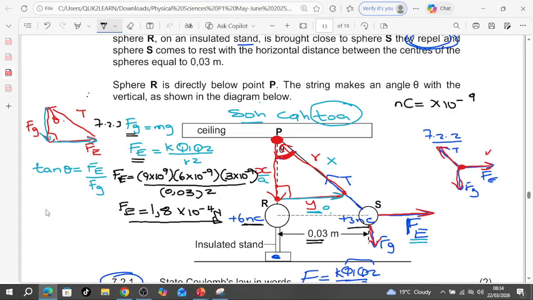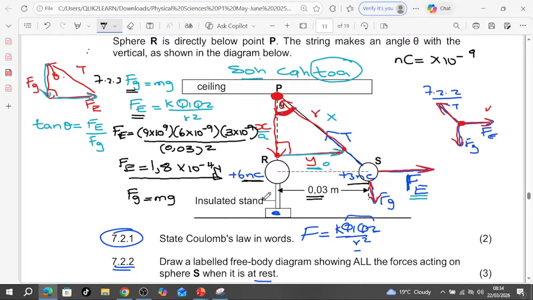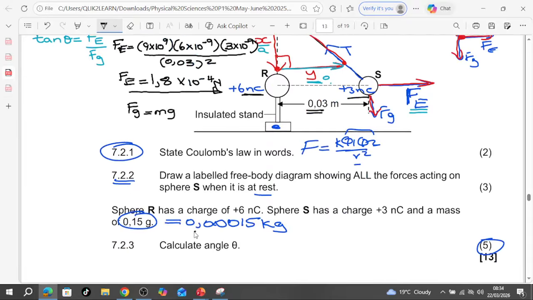So now that we have Fe, what is the next mission? It is to find the weight. So Fg equals mg. We're going to use the mass that we just converted, which is 0.05. If you put this in scientific notation, you can write that as 1.5 times 10 to the power, how many zeros do you have? 4. So it will be 1.5 times 10 to the power negative 4.